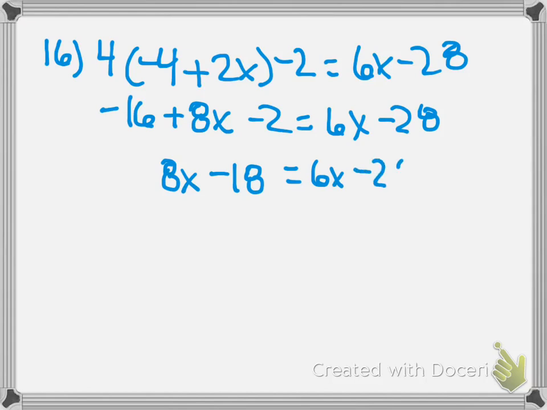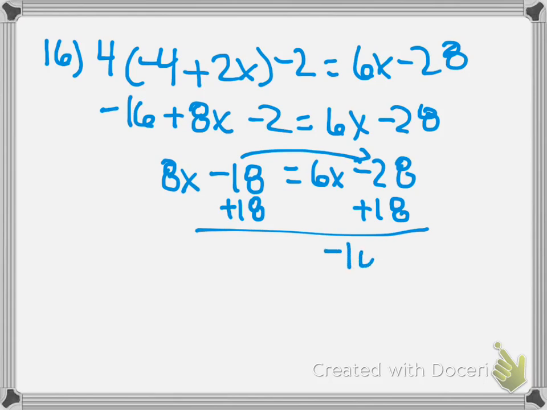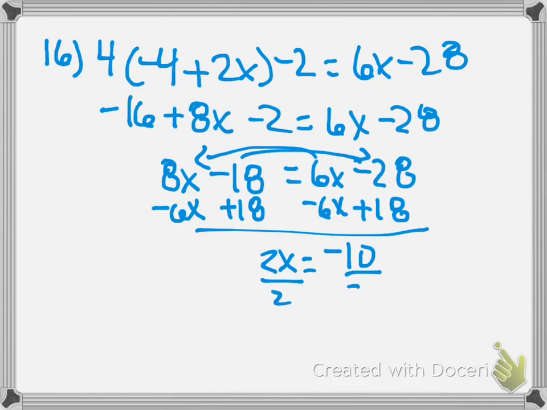Again, now I'm going to add or subtract. So I'm going to add 18 by moving the 18 to the other side, and I'm going to subtract 6x by moving the 6x to the left side. That will give me 2x equals negative 10. And then if I divide by 2, x would equal negative 5. And that would be my final answer.